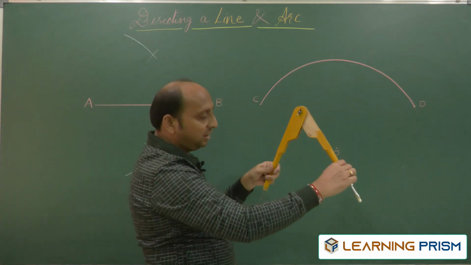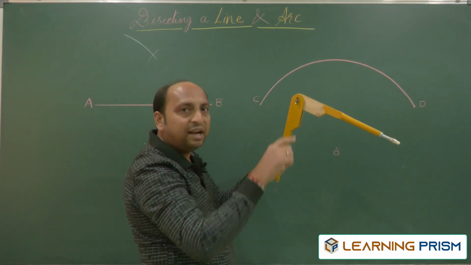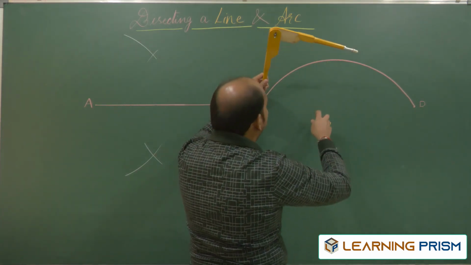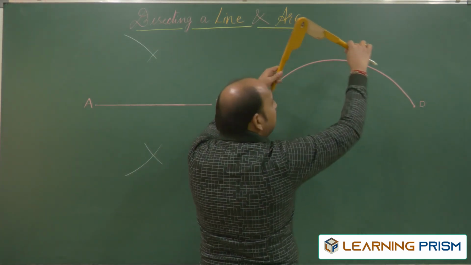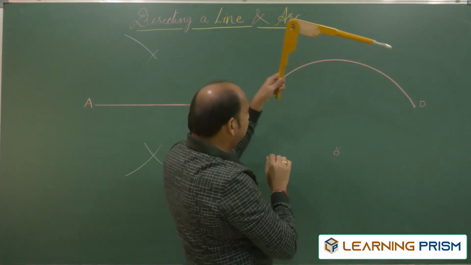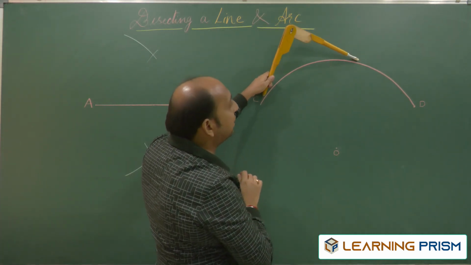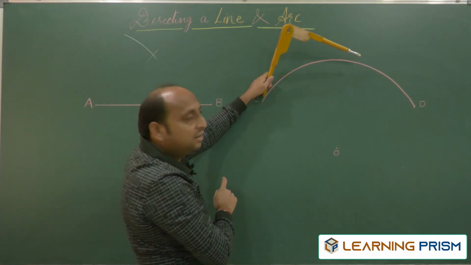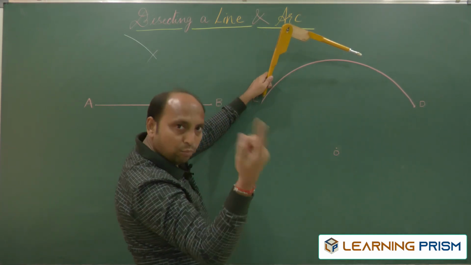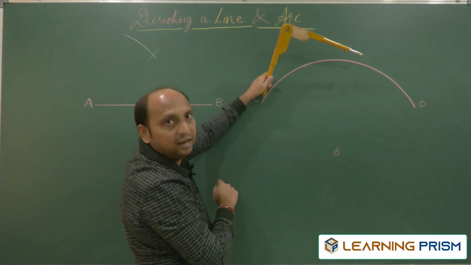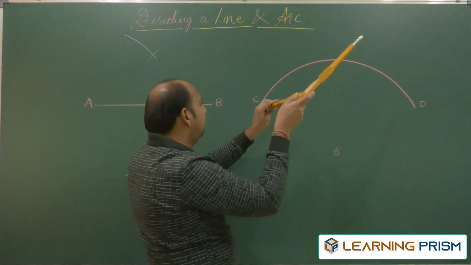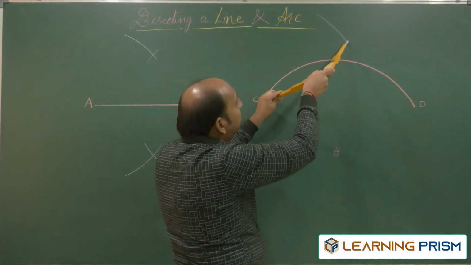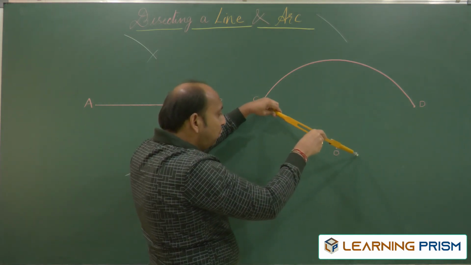I should take an arc length which is more than half the distance of CD. That means from here to here, maybe somewhat lengthier. Now this would be definitely more than half because the midpoint will be somewhere here. So this arc length is more than half of CD. Now taking this arc length with C as the center, draw arcs on both sides of CD.